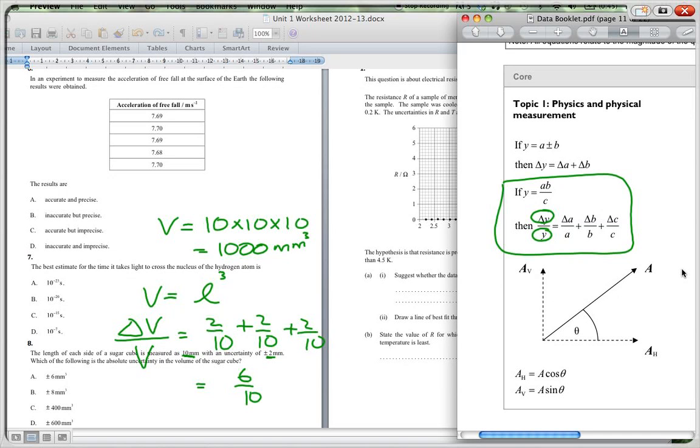Now my volume here is 1,000. So my absolute error in my volume is going to be 1,000 times that, which is 600 millimeters cubed. So it's going to be D, plus minus 600 millimeters cubed.